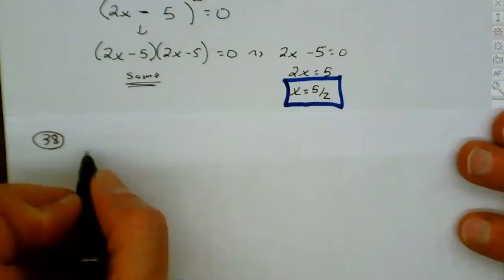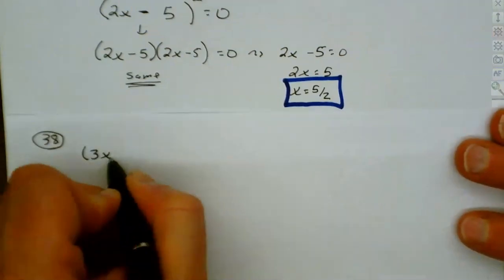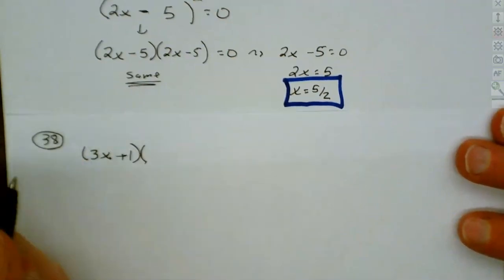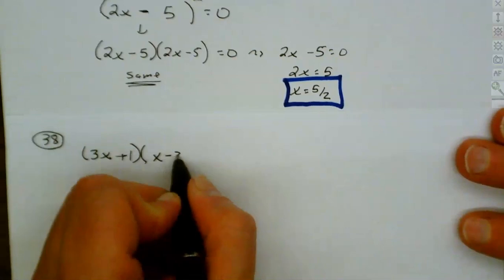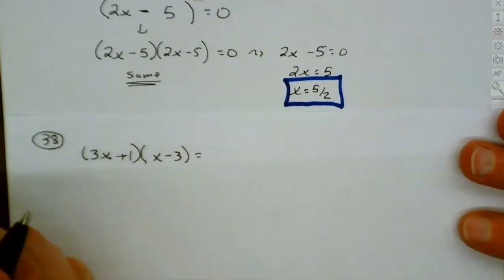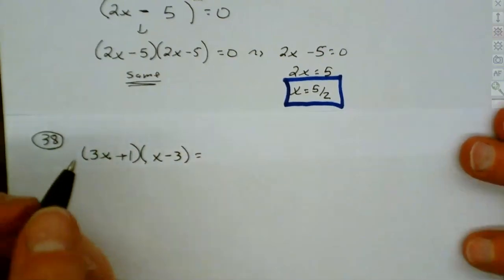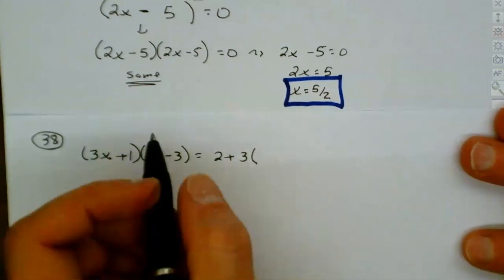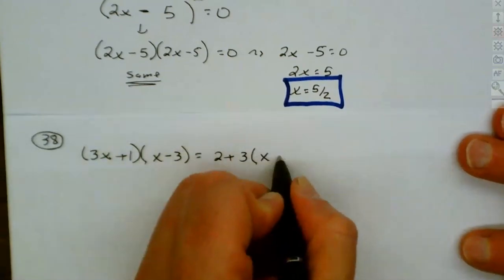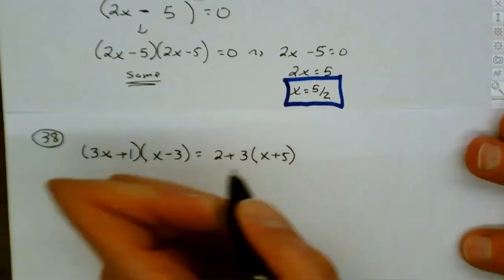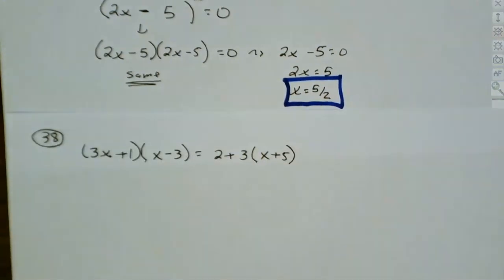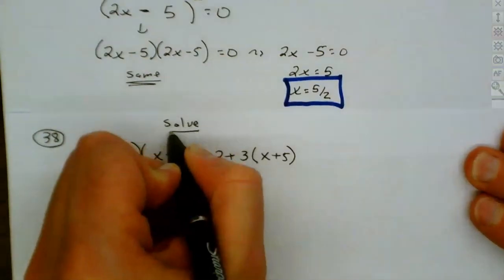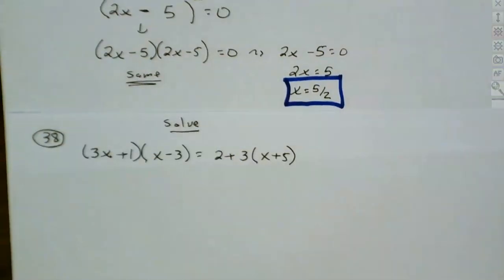And for question 38, we have 3x plus 1 times x minus 3 equals 2 plus 3 times x plus 5. And again, we're going to be solving. All the directions are the same, and they're always going to be simply solve.